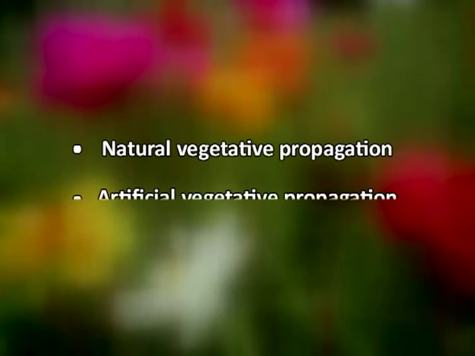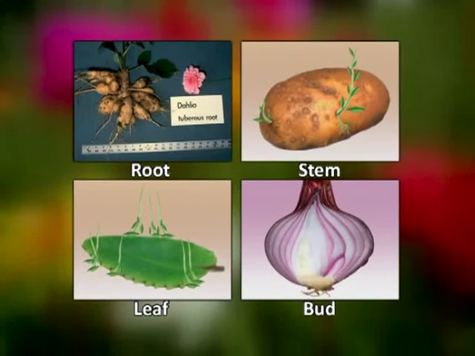The method of vegetative propagation can be classified into two types: number one, natural vegetative propagation, and number two, artificial vegetative propagation. In natural vegetative propagation, a part of the plant, which may be stem or root, leaf or flower, gets detached from the body of the mother plant. The detached part, under suitable environmental conditions, develops into a new independent plant. The common structures that take part in natural vegetative propagation are roots, stem, leaves and buds.